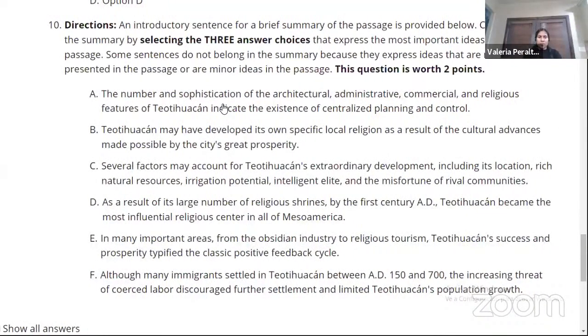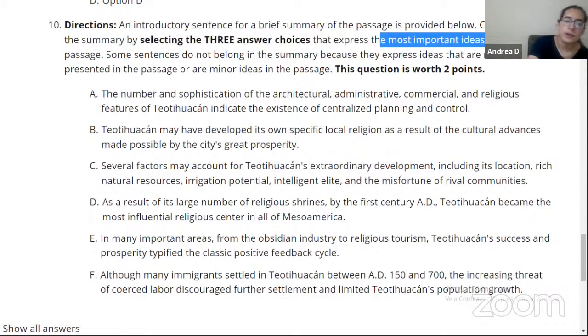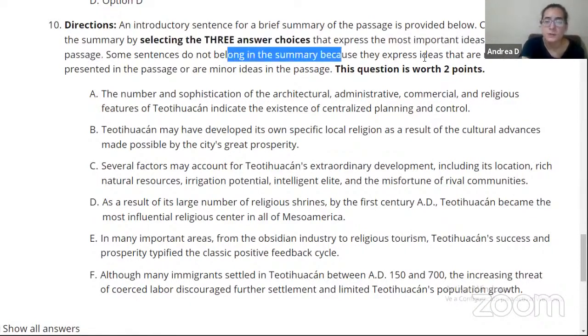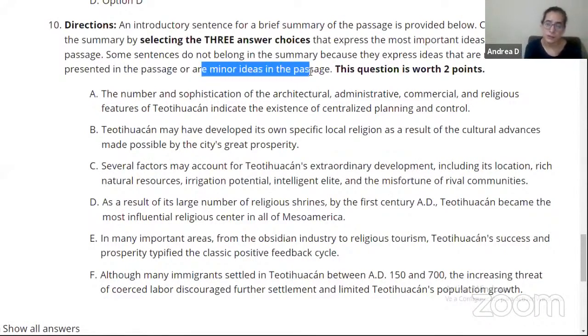Okay, so I know that we haven't read everything. We haven't read the 6 paragraphs, but let's try to answer this question. I'll give you some tips. So the question is, complete the summary by selecting the 3 answer choices that express the most important ideas in the passage. Some sentences do not belong in the summary because they express ideas that are not presented in the passage or are minor ideas in the passage. So you've got to choose 3 options that summarize the most important ideas in the passage.